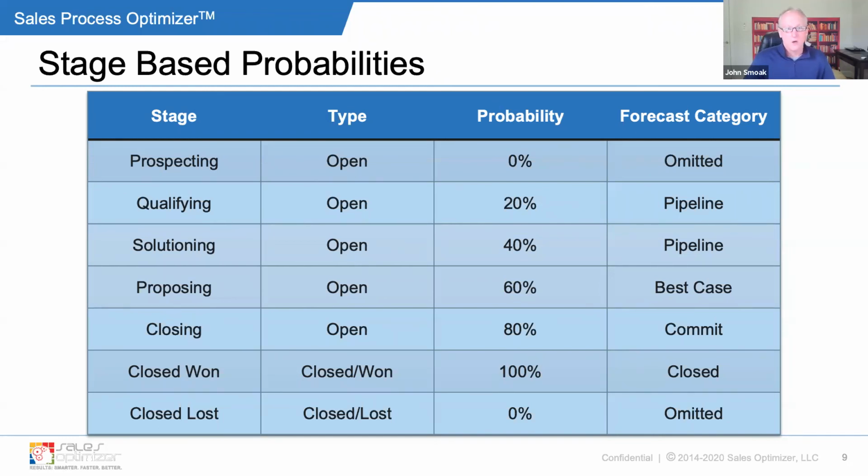Now, we all know that not every opportunity is alike. So I could be in a proposing stage on 2 different opportunities, and I feel 90% confident I'm going to close one, and I feel 30% confident I'm going to close the other. Well, standard Salesforce probabilities and forecast categories don't help me reflect that.